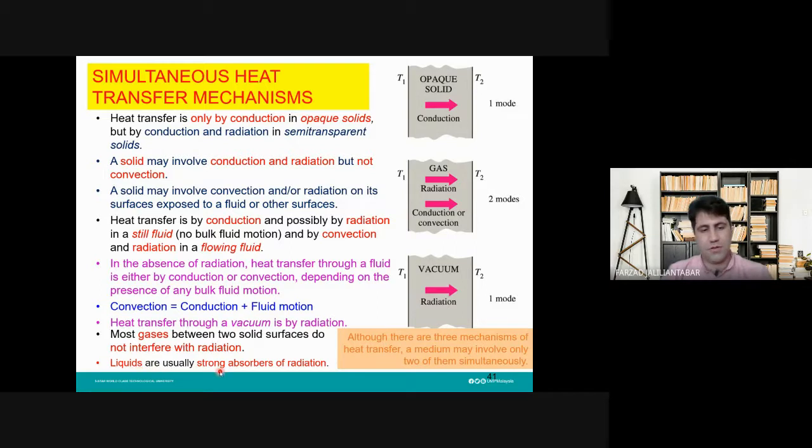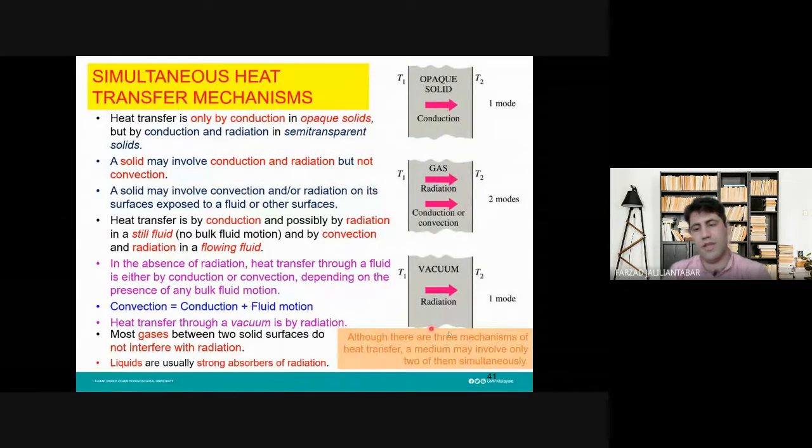But liquids, as also mentioned, are usually strong absorbers of radiation. So it depends on which type of fluid we have in the heat transfer process. If it is liquid, it may interfere with the radiation. If it is gas, it does not interfere with the radiation. In examples, later you will see what I mean. Sometimes we can ignore the fluid. Sometimes we need to calculate the radiation transfer also for the liquid.